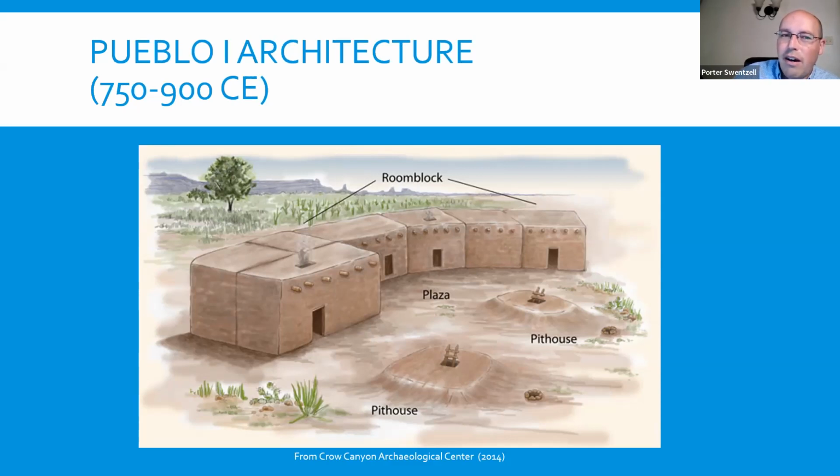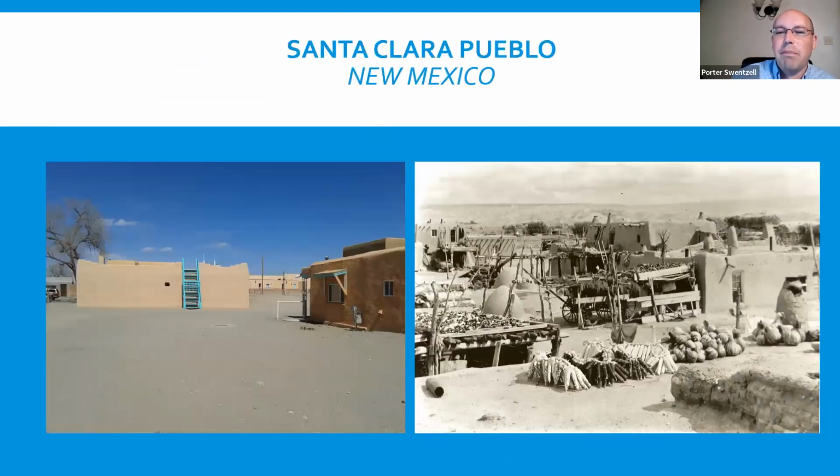So by the time that beans are really adopted, you get above ground adobe jacal architecture with pit houses that become later on known as kivas, right? And with a plaza or town square area and room blocks. So agriculture changes everything, including the architecture, into something that is readily recognizable today.